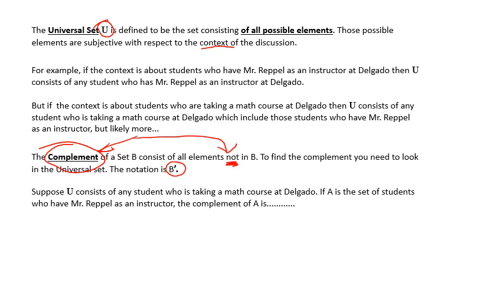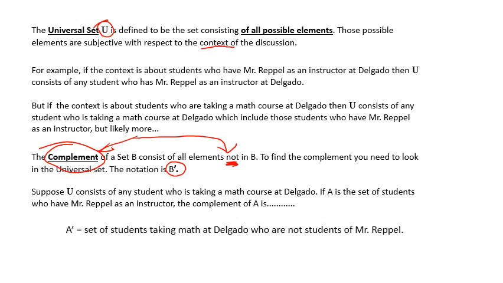Suppose U consists of any student who is taking a math course at Delgado. If A is the set of students who have Mr. Rappel as an instructor, what would the complement of A be? Pause the video and try to answer that question right quick. You should have A complement is the set of students taking math at Delgado who are not students of Mr. Rappel.